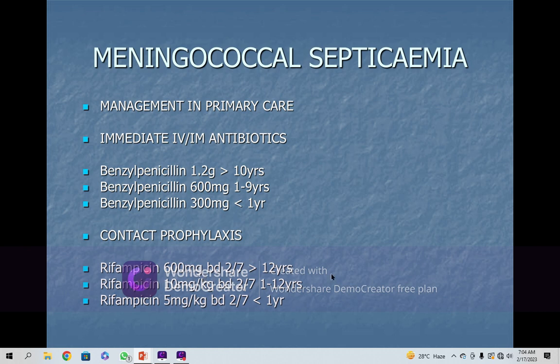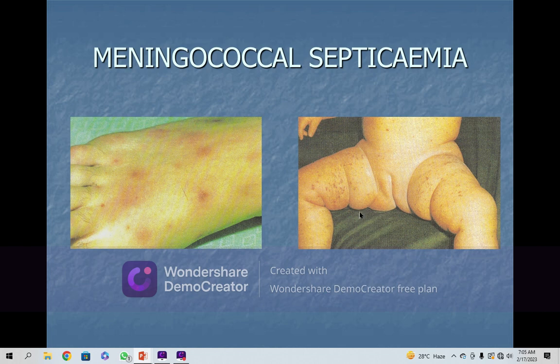For more than 12 years of age, it is 600 milligrams twice a day for 7 days. Or 10 milligrams per kilogram body weight from 1 to 12 years. If it is less than 1 year, rifampicin syrup suspension, 5 milligrams per kilogram body weight BD twice a day for 7 days. You should remember this. I think many of us did not know the contact prophylaxis of meningococcal septicemia. Be careful, it is an infection just like coronavirus. Now, it is septicemia, the rashes are seen. It is definitely an erythematous, purpuric type of rash.